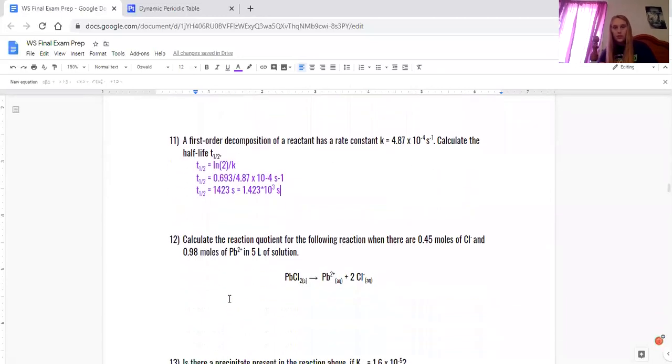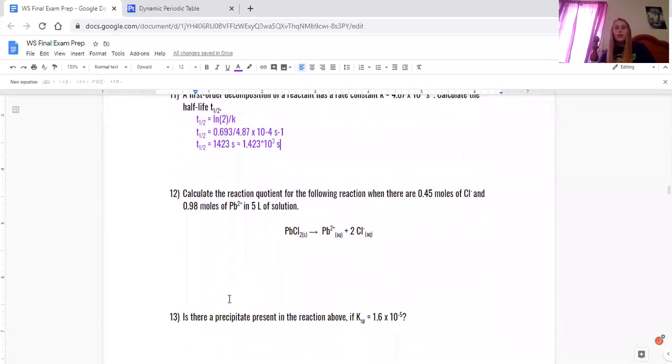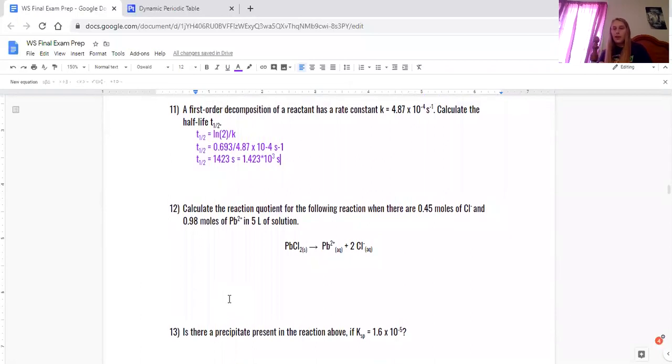All right, on to number 12. Calculate the reaction quotient for the following reaction when there is 0.45 moles of Cl minus and 0.98 moles of Pb2 plus in 5 liters of solution.